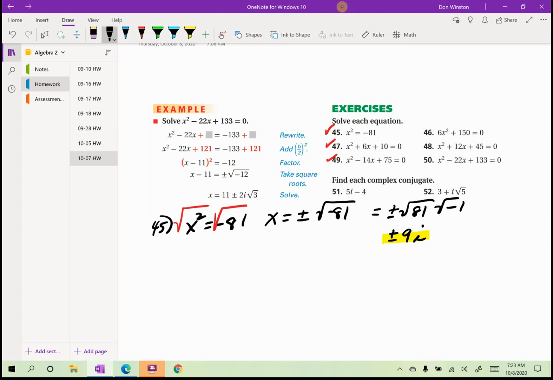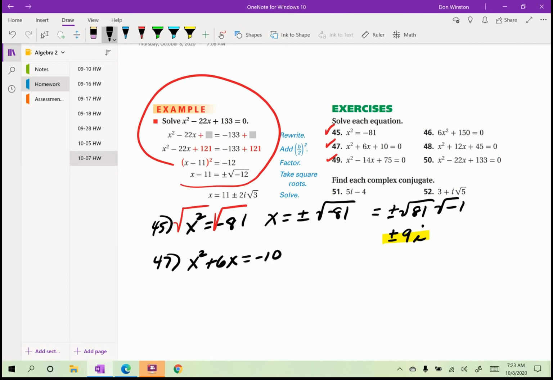Number 47. Okay, we'll complete the square as the example shows. So we have x squared plus 6x equals negative 10. I need to subtract 10 from both sides, so that will give me negative 10. And now we'll complete the square. We'll take that 6 and divide it by 2 and square it. And that's what we add to both sides.